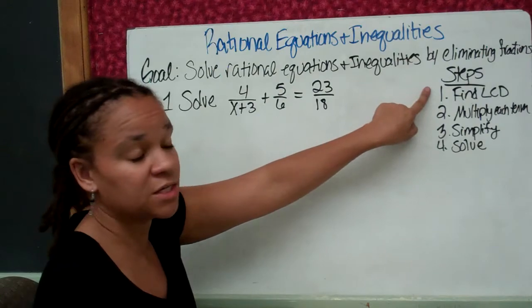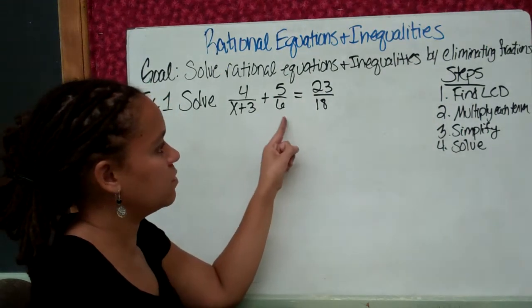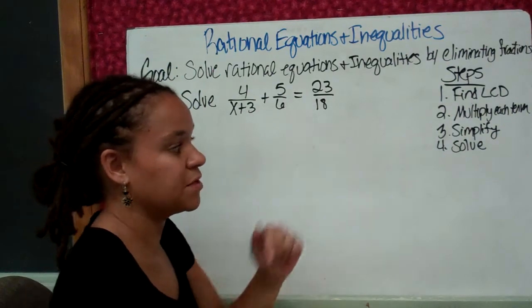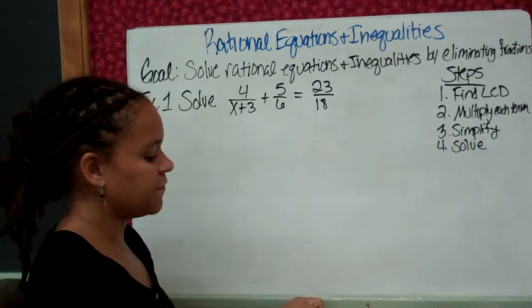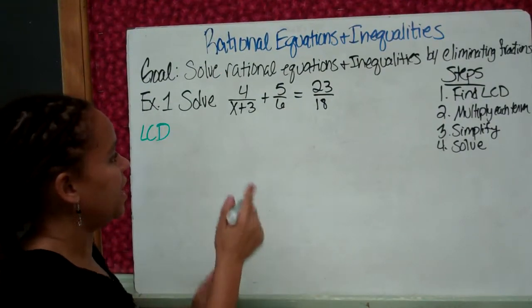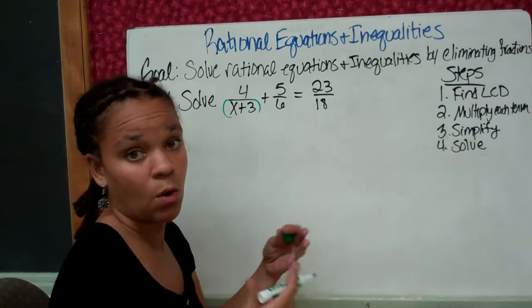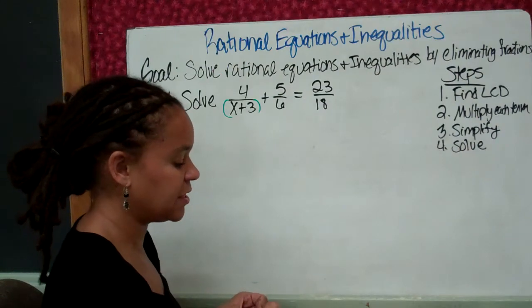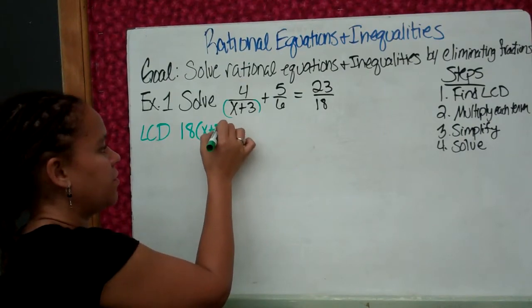How we do that is we find the LCD, the least common denominator. We're going to multiply every single term by that least common denominator, because that will then get rid of all the denominators. Once we're done with that, we'll simplify and then solve. So the first thing we want to do is find the LCD. We have to have x plus 3 in there, and then we can look at 6 and 18 and figure out what can both of those go into evenly. Well, 18 would be the smallest that they can both go into. So our LCD is 18(x plus 3).